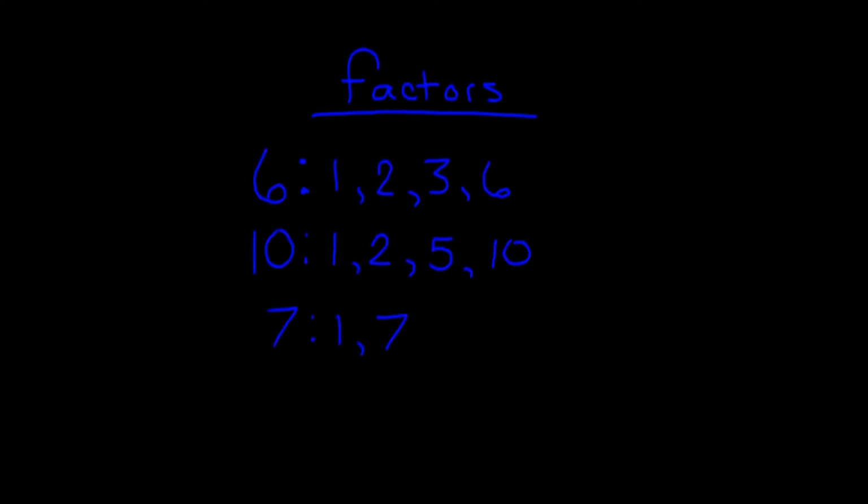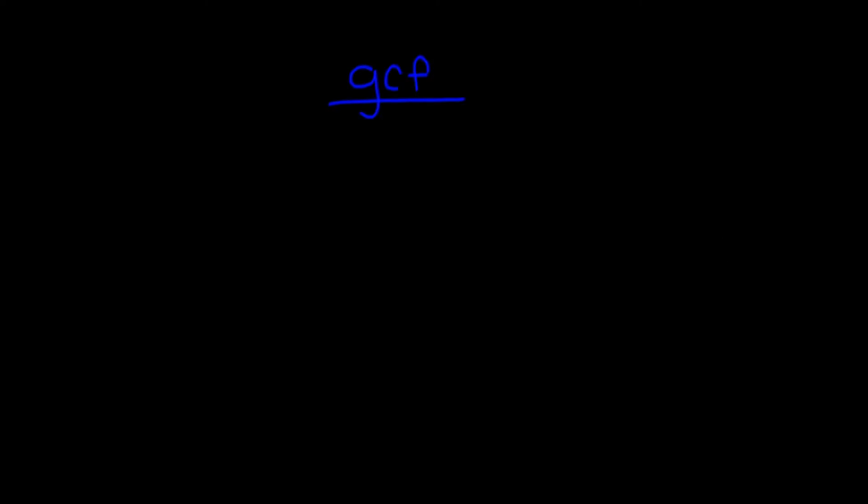So for example here, we got 6. Its factors are 1, 2, 3, and 6. That's because 1 times 6 is 6, 2 times 3 is 6, and so on. Then 10's factors are 1, 2, 5, and 10, and then 7 is 1 and 7, just because it's a prime number. So let's get started with greatest common factor. So we're gonna choose two whole numbers.